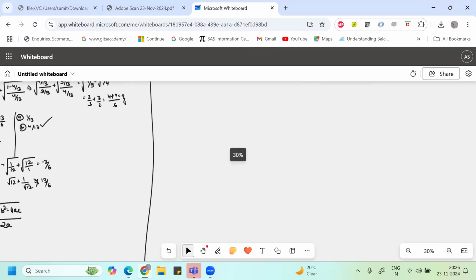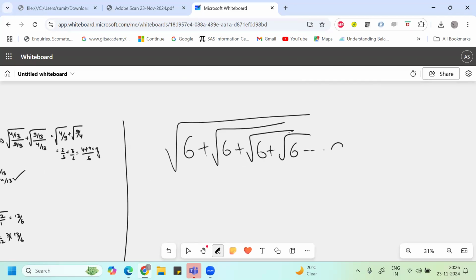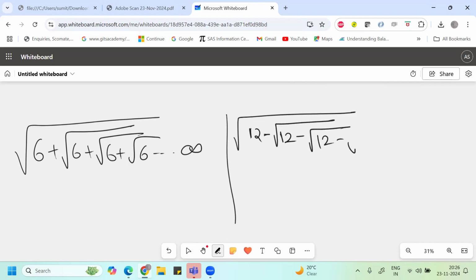Remember one thing, guys. Root of 6 plus root of 6 plus root of 6 plus root of 6, like this, to infinity. And imagine if I ask you root of 12 minus root of 12 minus root of 12 minus root of 12, like this to infinity.